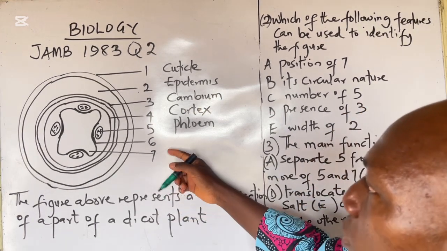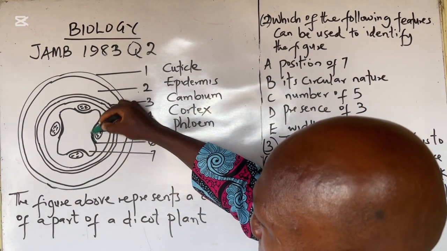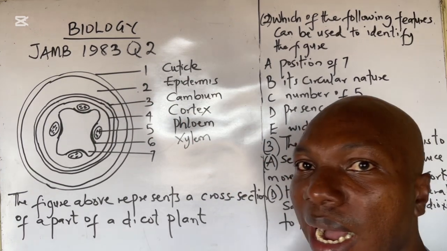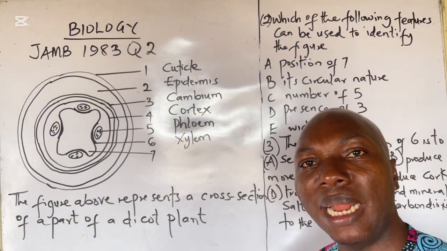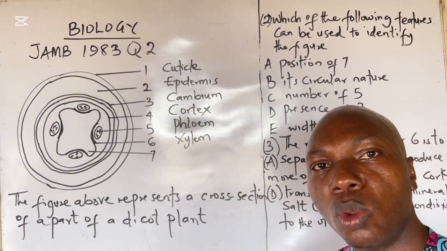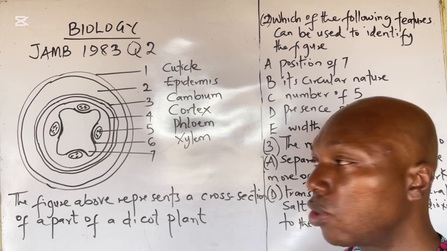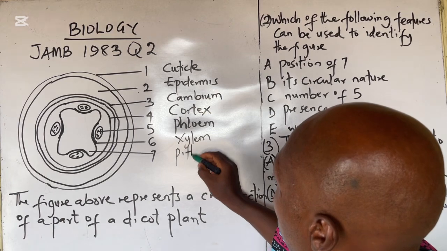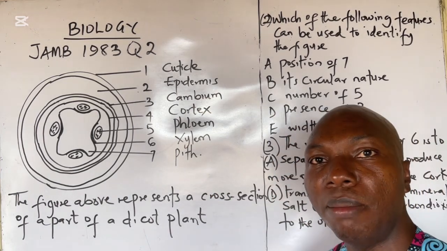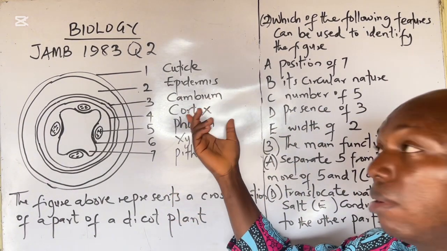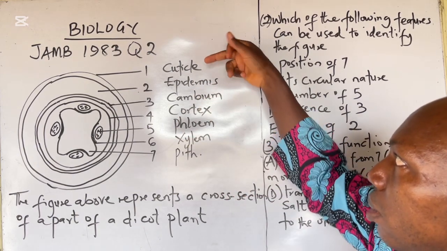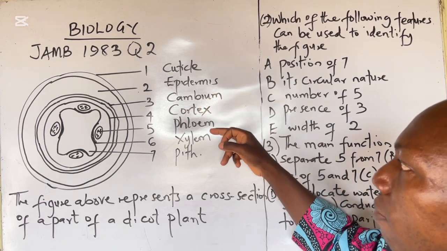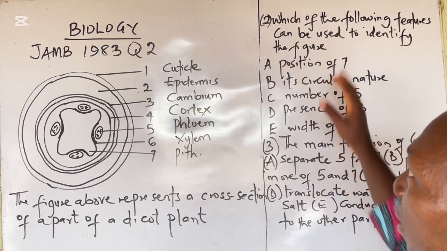And we also have the next one. This area is the xylem. Actually, xylem is the part of the plant that helps in the transport of water and mineral salts. And lastly, the 7 is the pith. So now that we have been able to label the diagram, the cuticle, the epidermis, the cambium, cortex, phloem, xylem, and pith, we can now answer the question.